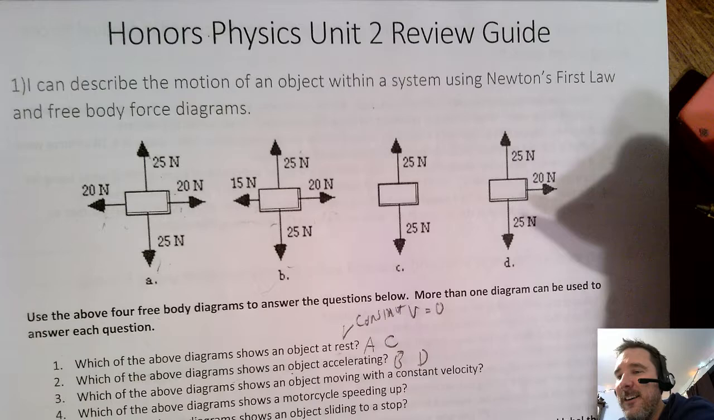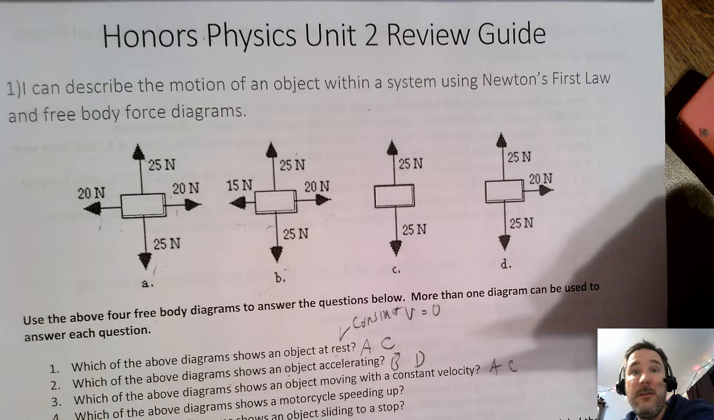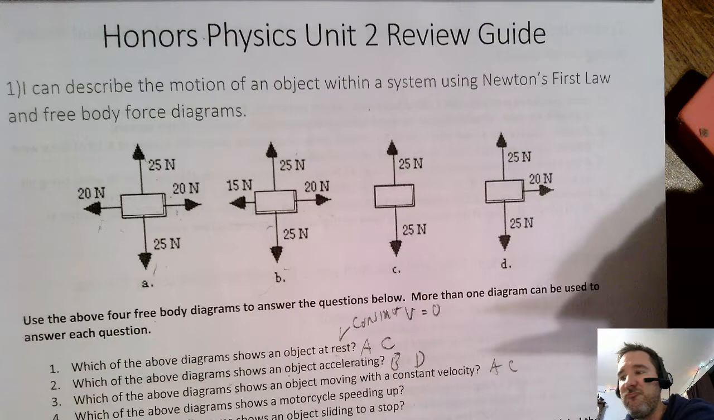Which one is moving with a constant velocity? Well, again, we kind of answered that with question number one. It's going to be A and C, constant velocity. It could be a zero velocity. It could be positive. It doesn't matter, but it's constant. And constant velocity of zero, it's balanced.